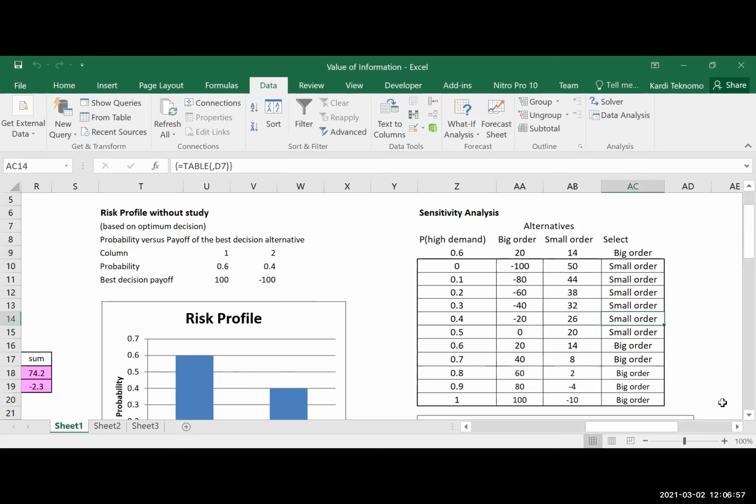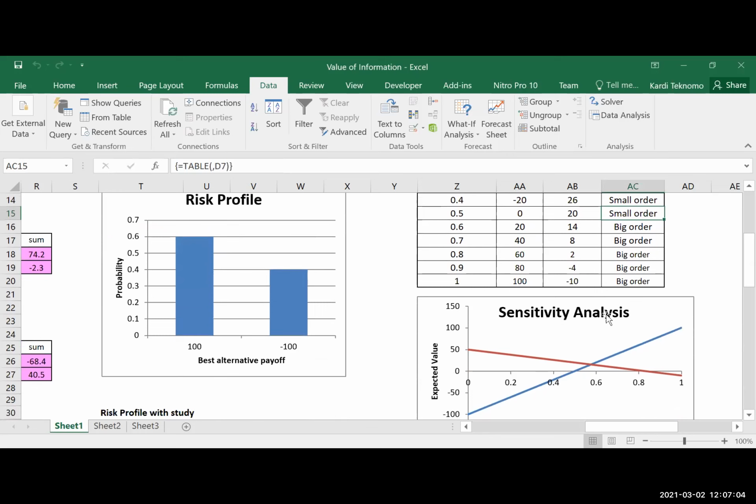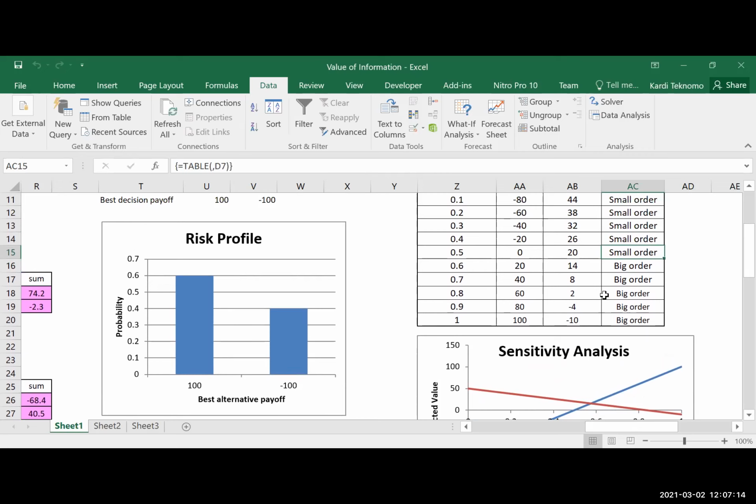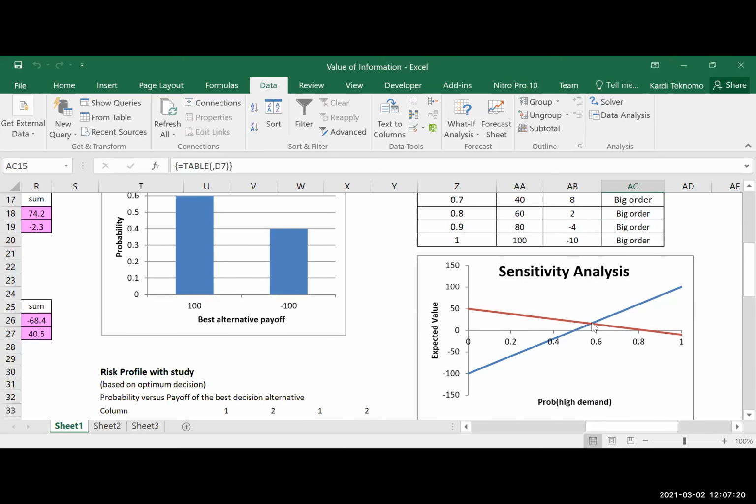Then you can see here, okay, this is your table of sensitivity analysis. Then you can start to plot them. So actually the intersection is about 0.6. Okay. So here.